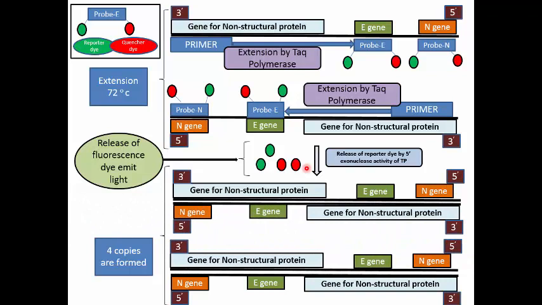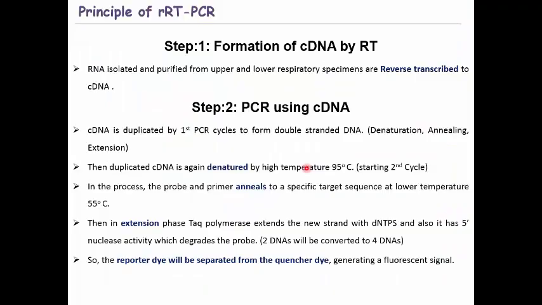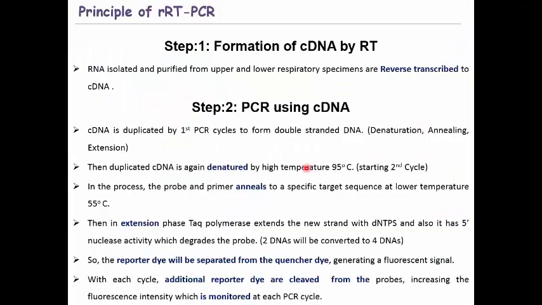This is how the number of copies of DNA will be multiplied. For example, if my specimen contains at least 1 molecule of virus or 1 strand of RNA virus, it can be multiplied to multiple copies. That is the advantage of polymerase chain reaction. With each cycle, additional reporter dye will be separated from the probe, which will increase the fluorescent intensity, and this will be monitored in the software.